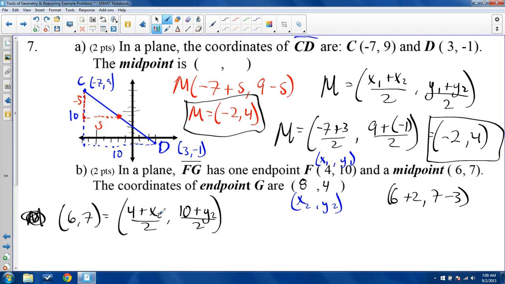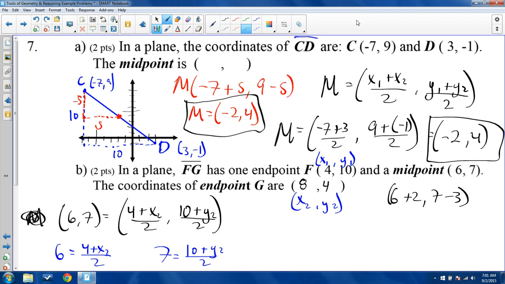Now in this case, (4 plus x2) over 2 is equal to 6. This is the x coordinate of my midpoint. So I'm going to create two brand new equations. I have 6 equal to (4 plus x sub 2) over 2. And then I have one for my y value: 7 is equal to (10 plus y sub 2) over 2.